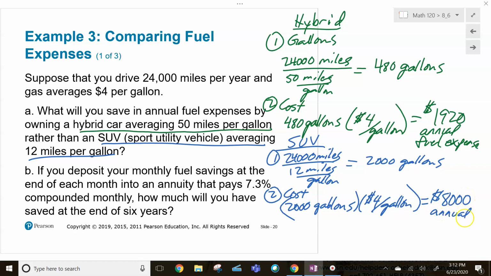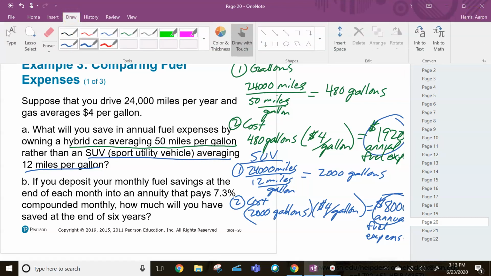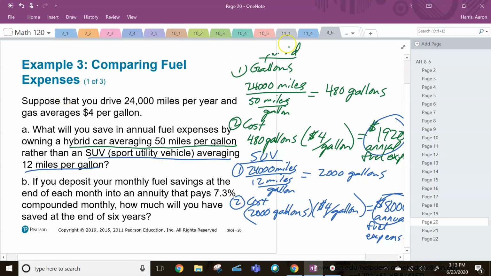Annual fuel expense to drive the SUV. Okay. So how much will you save? Well, 8,000 minus 1920. Looks like we have 6,080. I'm going to have to erase some of this here. 8,000 minus 1920, 6,080.